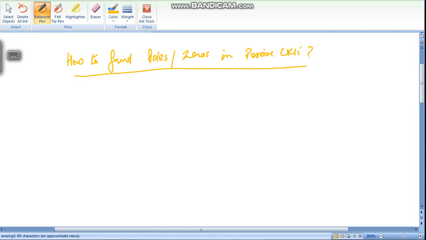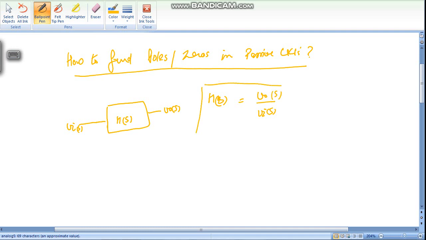Suppose we have some circuit with transfer function H(s). This is Vo(s) and this is Vi(s), taking everything in Laplace. We give an input and get Vo as output, so H(s) equals Vo by Vi(s). This is our transfer function.